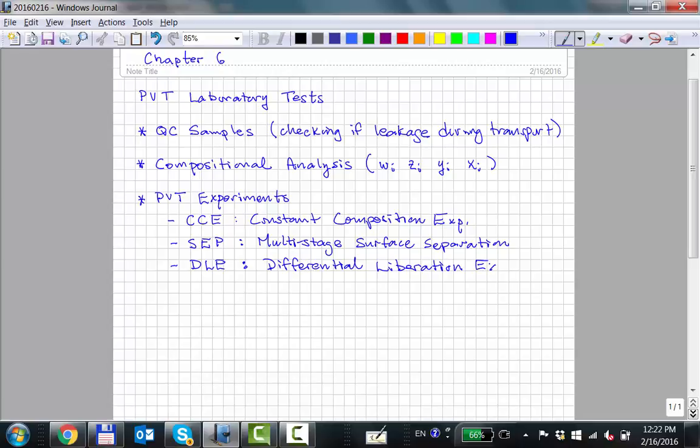Experiment. This is again conducted only on oils. It's conducted in a blind PVT cell. You don't need to see what's inside it. And then the final PVT experiment is called a constant volume depletion test.